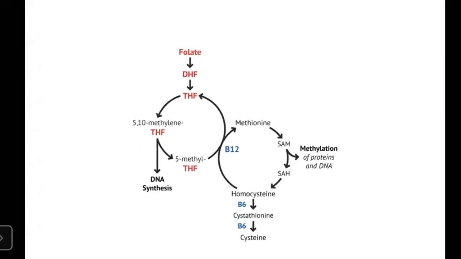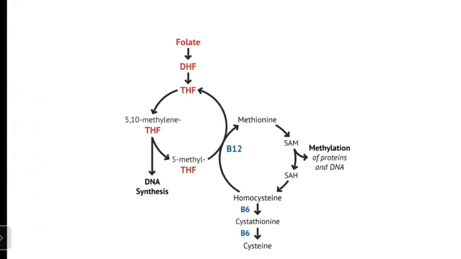So this is the diagram showing the synthesis of DNA with the help of folate as well as B12. With the help of dihydrofolate reductase, folate is converted to tetrahydrofolate. Then tetrahydrofolate, with the help of B12, becomes 5-methyltetrahydrofolate, which becomes 5,10-methylenetetrahydrofolate. That is required for DNA synthesis. Another thing: for homocysteine to become methionine, B12 is required.